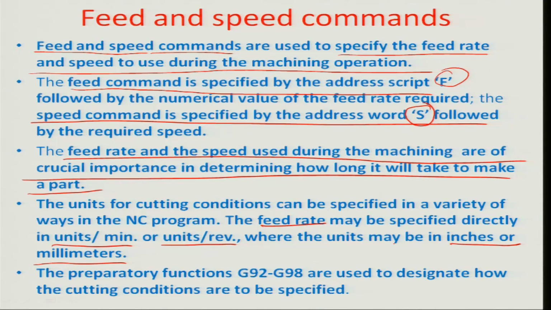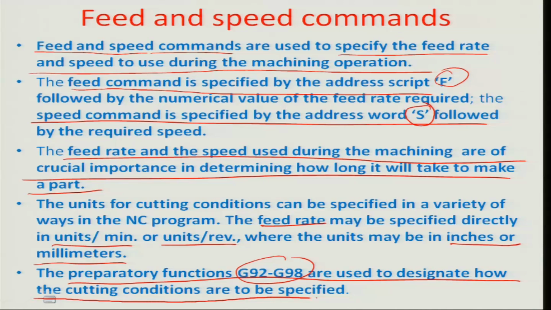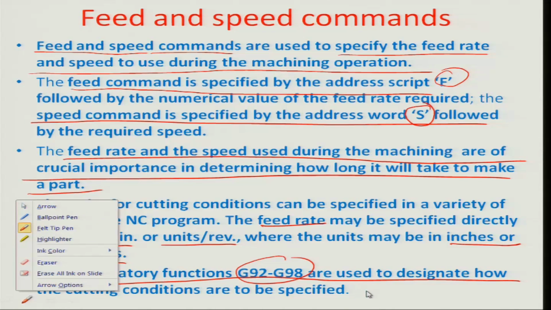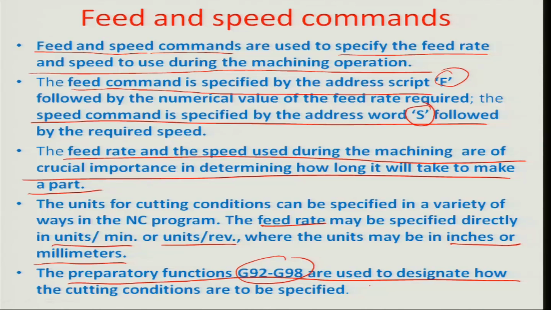And I just need to mention that the preparatory functions G92 to G98 are generally used to designate how the cutting conditions are to be specified, whether it is inch per minute or unit per revolution, the rate at which the feed has to be specified, and so forth. So that's about feed and speed commands.